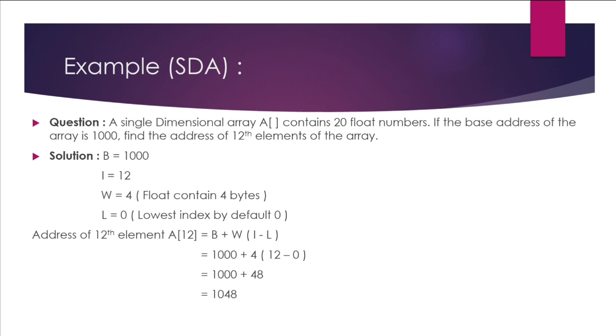The array is a float data type, that's why the width is 4. The lowest index is not given, that's why by default we have 0. We have to put all these things in our formula. See, I am going to find the 12th element's address. In the formula, I put the base address in place of base: I wrote 1000. W means 4, I means 12, L means 0. Then I find the location of the 12th element, and I get 1048 as the answer.